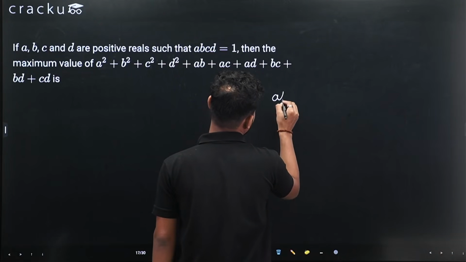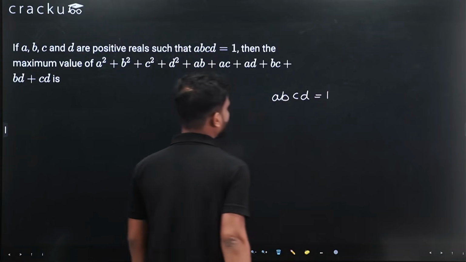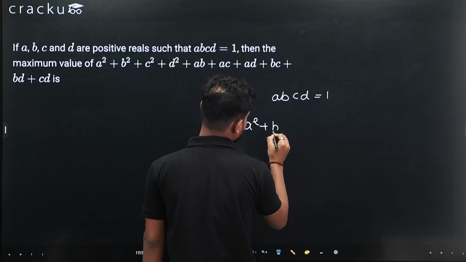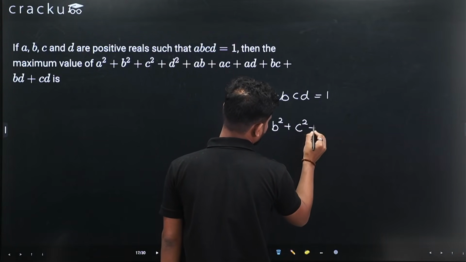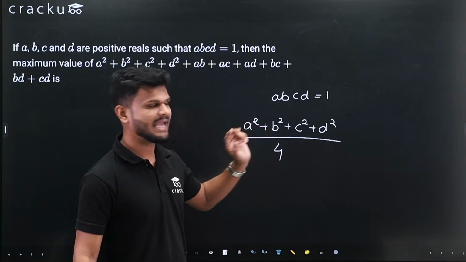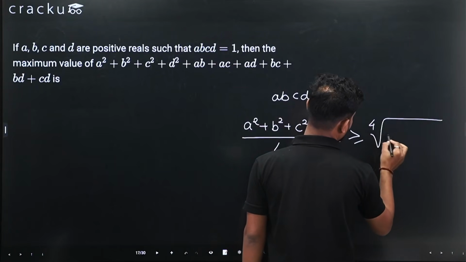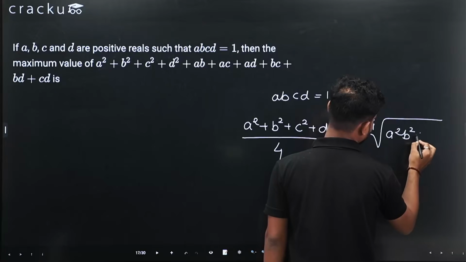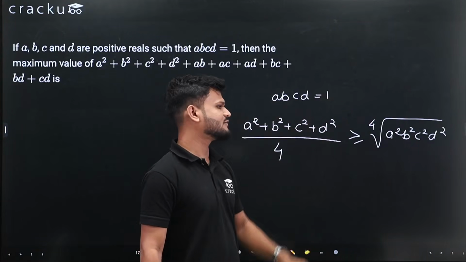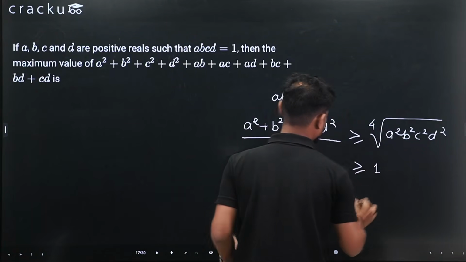We have ABCD is equal to 1. Correct? Now if you see a square plus b square plus c square plus d square, if you apply the AM is greater than or equal to GM inequality here, it will be greater than or equal to the 4th root of a square into b square into c square into d square. If a into b into c into d is 1, then this inside will also be 1. And the 4th root of 1 is nothing but 1.